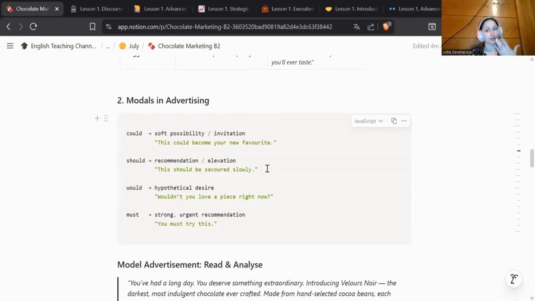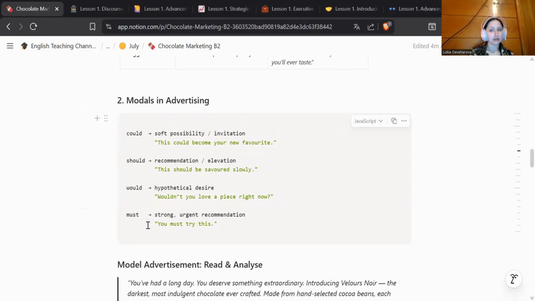Should is a recommendation or elevation, so they should be savored slowly. Yeah, like I recommend you to savor it slowly. Would, it's a hypothetical desire. Wouldn't you love a piece right now? Like, that's a hypothetical question. I don't know. Maybe you would, maybe you wouldn't, but would you?